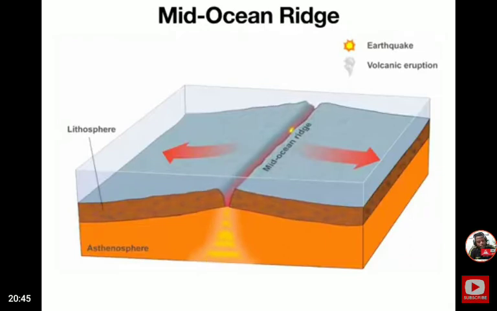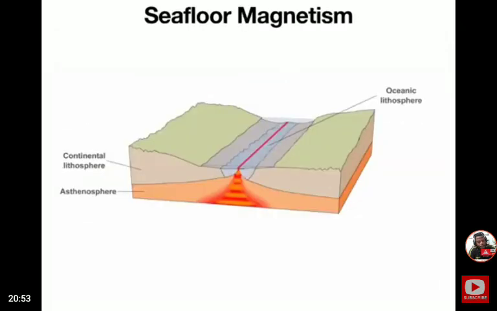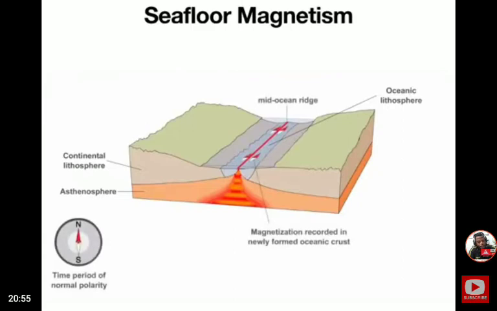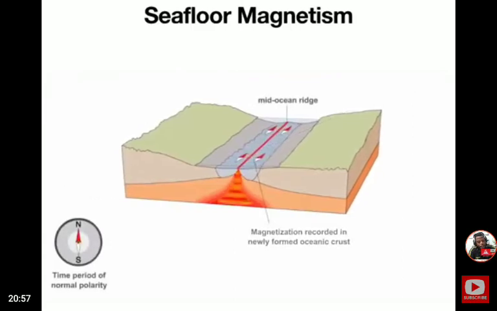As you get further away from the ridge, the rock age will increase. It gets older and older and older as you get further from the ridge. Now, here's the trickier thing. This rock, when it forms, it actually records the Earth's magnetism.